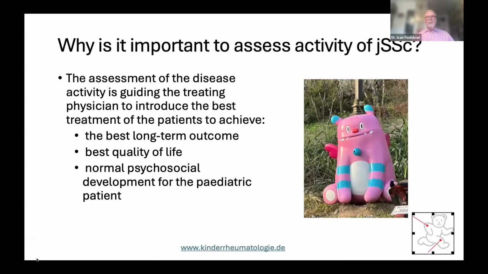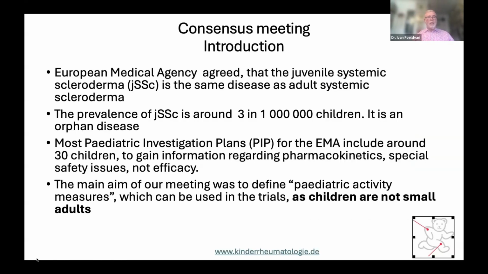And why is it important to assess activity in juvenile systemic scleroderma? Basically, the assessment of disease activity guides the treating physician to introduce the best treatment for the patient to achieve the best long-term outcome, best quality of life, and, very important in pediatrics, the normal psychosocial development for the pediatric patients. And therefore, we had this consensus meeting.